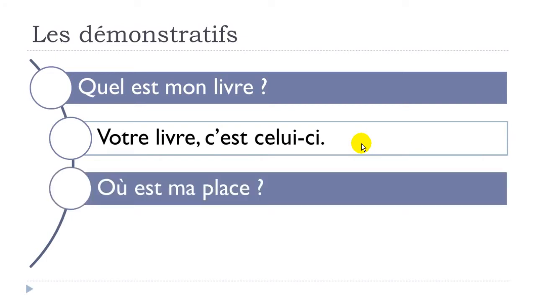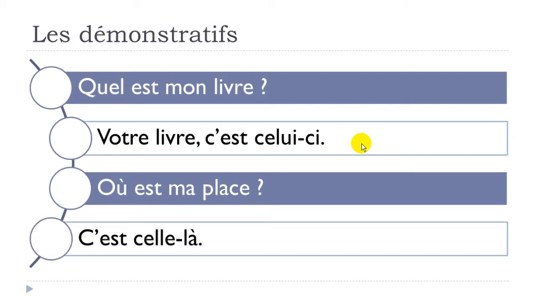"Où est ma place?" Where is my seat? "C'est celle-là." Same thing, you tend to point at it at the same time. So you've got to remember that we will have the difference between the masculine and the feminine, singular and plural, and then the difference between this -ci, the first option, the nearest one, and then this -là, the second option, so it's not the nearest one.